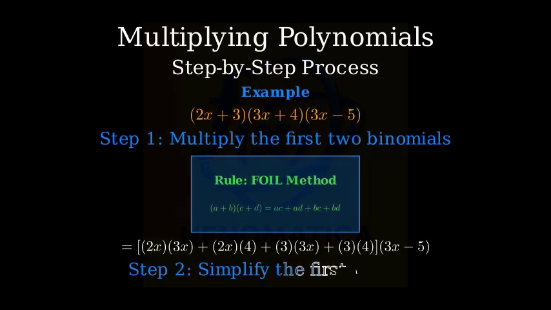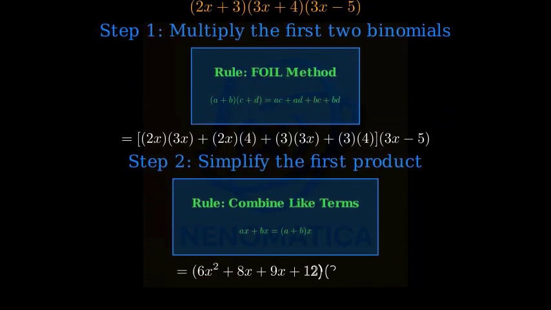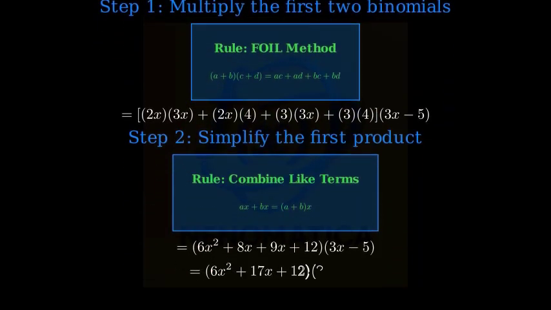Now, let's multiply these terms out. We get, first, 2x times 3x gives us 6x squared. Next, 2x times 4 gives us 8x. Then, 3 times 3x gives us 9x. Finally, 3 times 4 gives us 12. Putting it all together, we have 6x squared plus 8x plus 9x plus 12, which will multiply by 3x minus 5 in the next step.